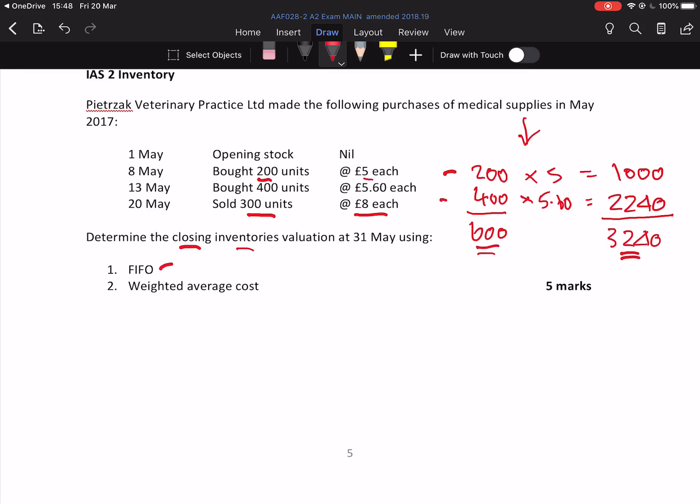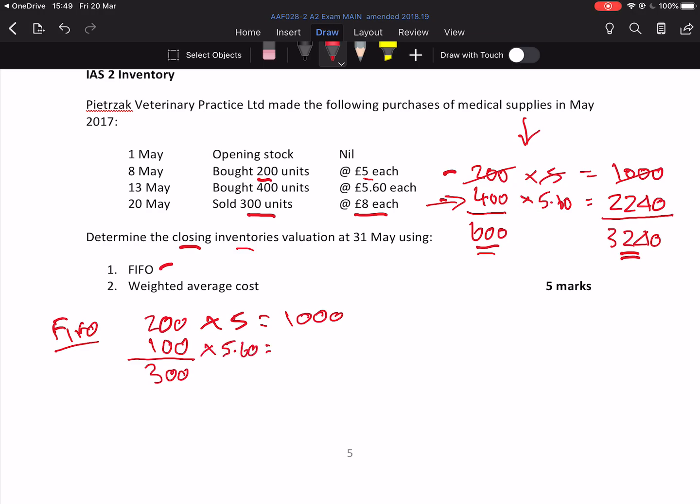So therefore, the way we do the calculation, as far as FIFO is concerned, is that 300 units are what's being sold. And first in, first out is the 200. So I'm going to use the 200 first. So 200 times 5 equals 1,000. But I still need another 100 units. I've used those 200, but I still need another 100. So I'm going to have to take those from the stock that came in on the 13th of May. So we'll take 100 of those, and they were valued at £5.60, which gives me 560. So 1,560, is that right?